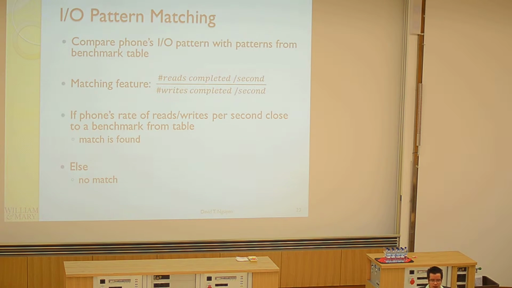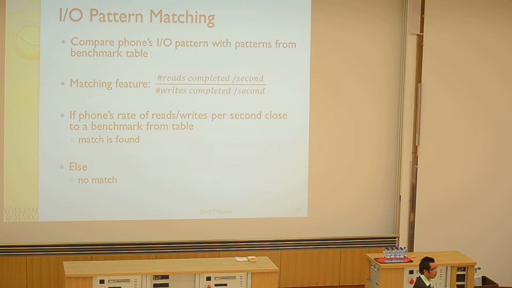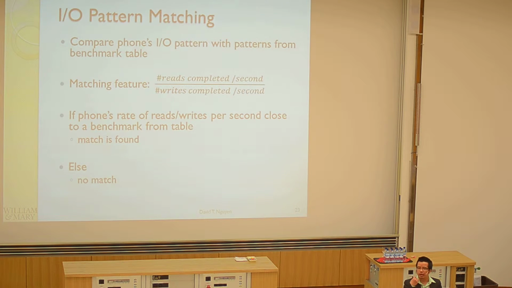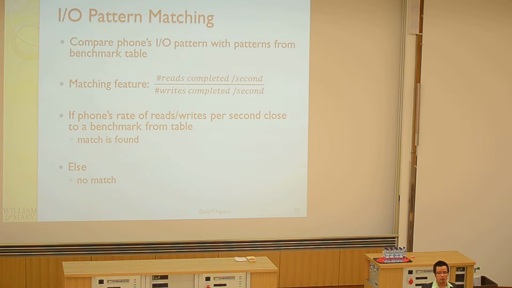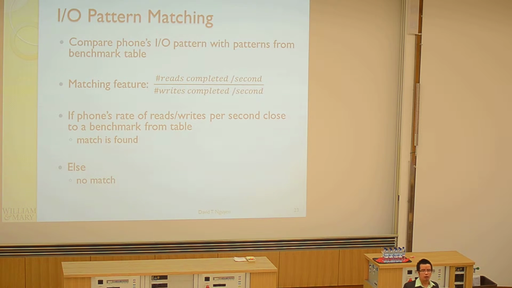So how is the I/O pattern matching done? What we did was compare the phone's I/O pattern with the patterns from the benchmark table, and we used a very simple feature. Because at the end of the day, when you have reads and writes coming to the storage, what is important is basically the rates of reads and the rates of writes. So we just use this simple feature. If the phone's rate of reads over writes per second is close to a benchmark from the table, a match is found. Otherwise, there is no match.